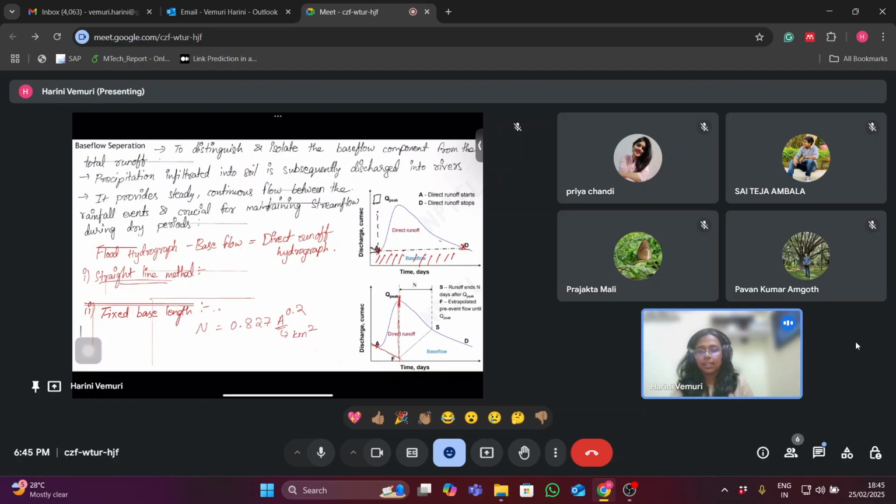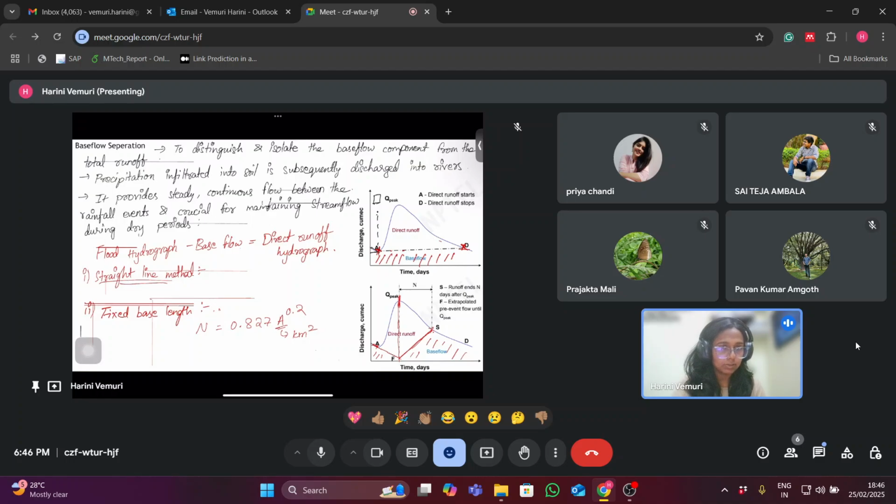Once we get the n value, the number of days from the peak is estimated using this n value, and we get a point S from that. We join the points S and F and get one more line. The area below the curve AFS is the base flow volume, and the area above it contributes to direct runoff. So, is this clear? In the straight line method, we join the two points, the start of the hydrograph and the end of the hydrograph, with a straight line.